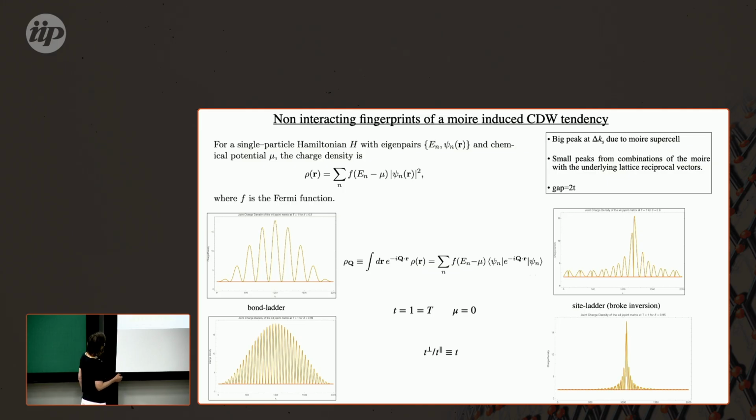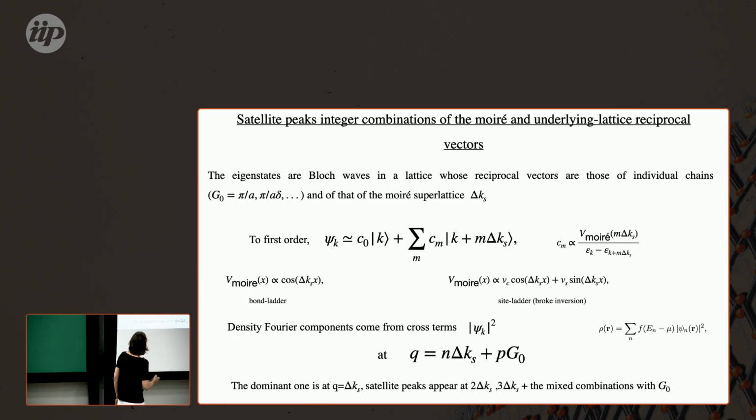So these big peaks in both systems, bond ladder and side ladder, correspond to the moire supercell, and the small peaks are a combination of the moire pattern and the individual chains. Both in this case are asymmetric. This is because in one case we have a moire potential, which is kind of a cosine, symmetric both ways, and in the second system we break inversion symmetry, so we expect that these patterns don't have to be the same size at both sides of the central peak.